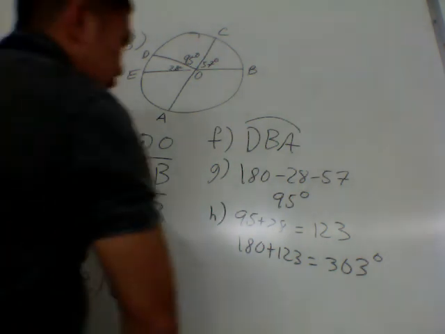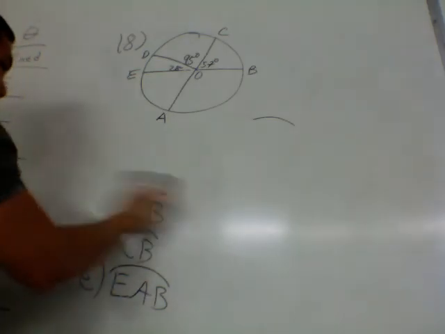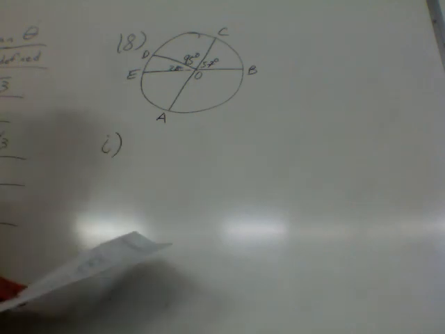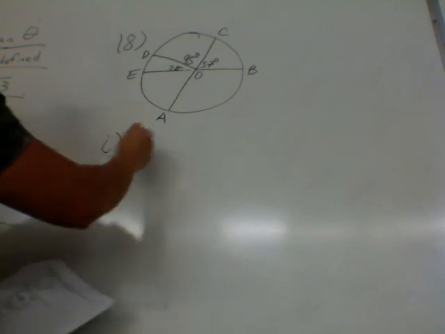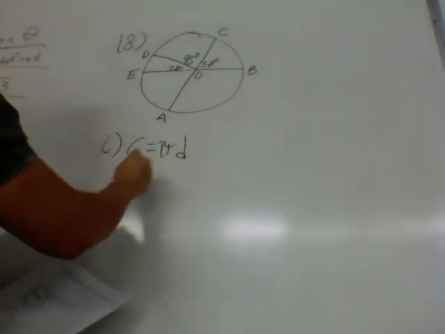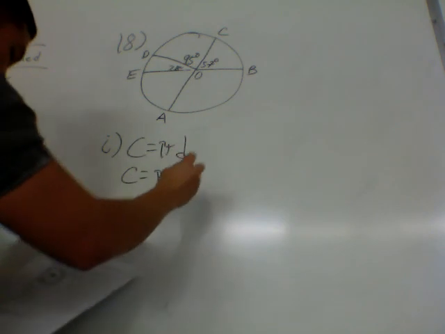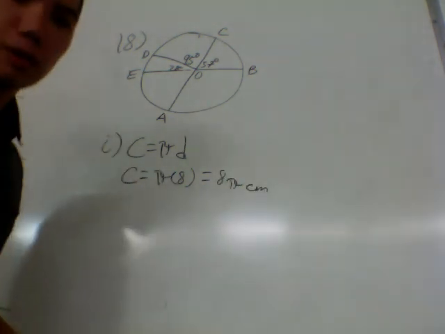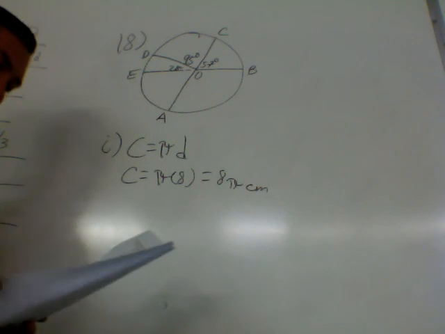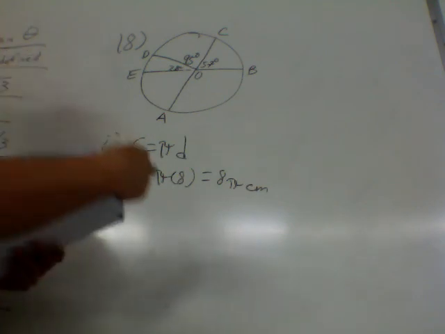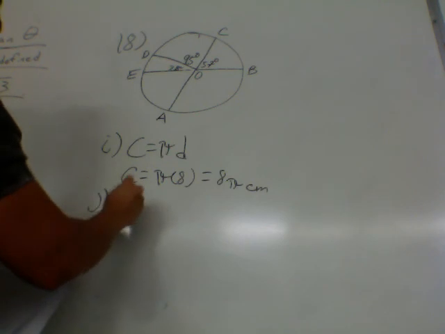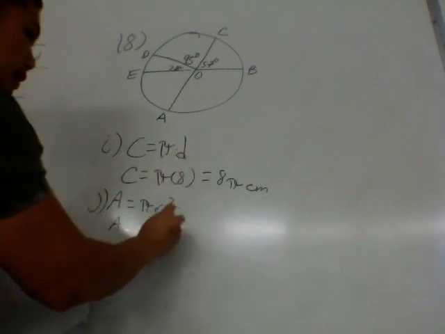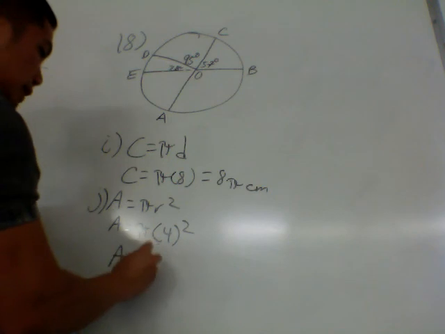Okay, now let me do I, J, K. So for I, the circumference, if the diameter is 8, circumference is equal to pi d. So the circumference is equal to pi times 8. So the answer is 8 pi centimeters. You could leave it in terms of pi. For J, I want to find the area. Area is equal to pi r squared. If my diameter is 8, my radius is 4. So my area is equal to 16 pi.